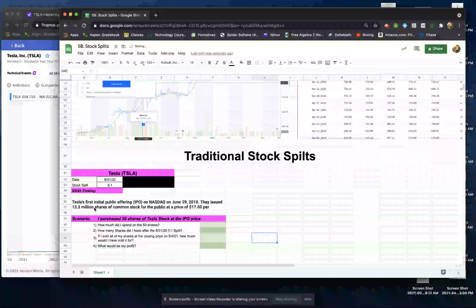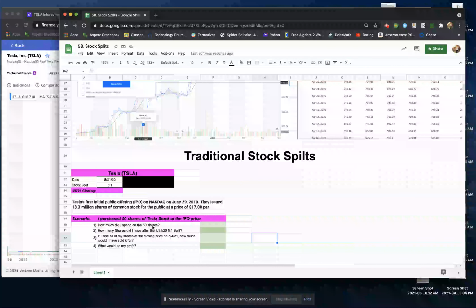Okay, so Tesla's first initial public offering on NASDAQ on June 29th, 2010, they issued 13.3 million shares of common stock for the public at a price of $17 per share. In this scenario, we're going to pretend I purchased 50 shares of Tesla stock at the IPO price. So the question is, how much did I spend on those 50 shares on that date?